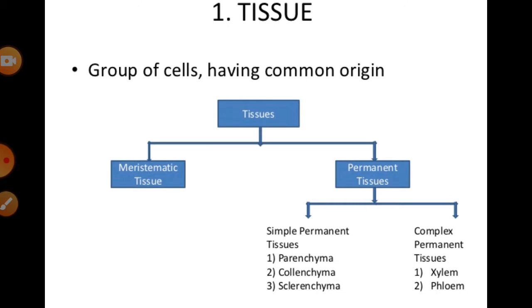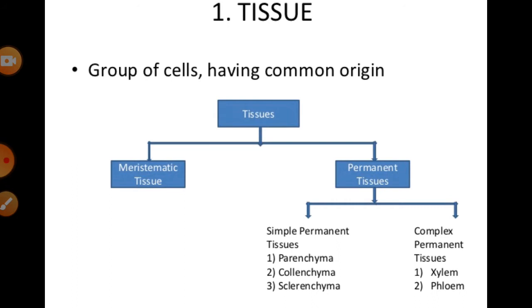meristematic tissues on the basis of position, they may be classified as the apical meristematic tissue, right, intercalary meristematic tissue, and the lateral meristematic tissue. And if we talk on the basis of function, they may be classified as protoderm, procambium, and ground meristematic tissue. And on the basis of origin, they can be classified into two categories, that is the primary meristem and the secondary meristem.